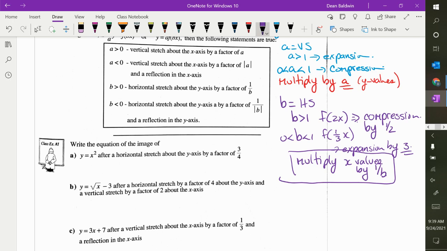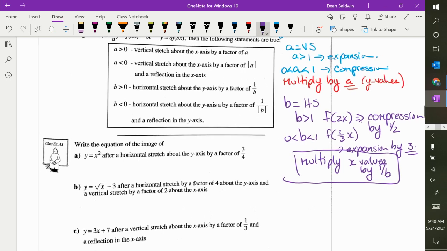All right, we're just going to do a few examples here. It's like what we did before. We did it with general graphs. Now we're going to do it with specific graphs. And you're just going to tell me what we did. We're going to write the equations as well.